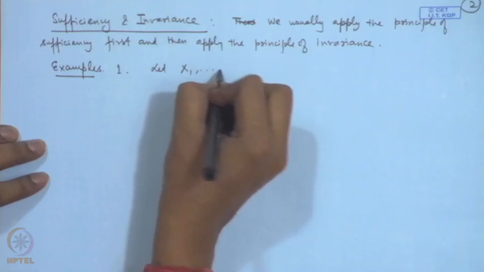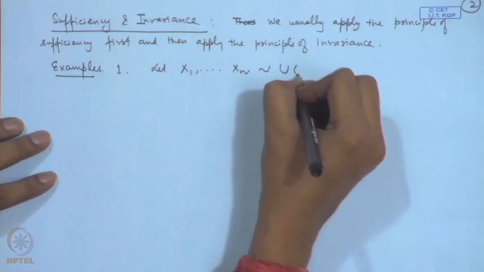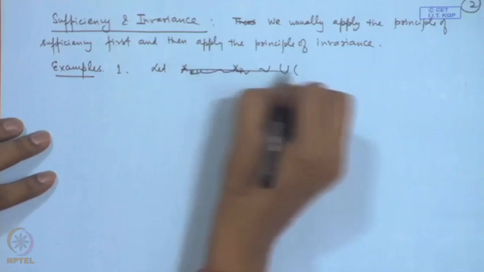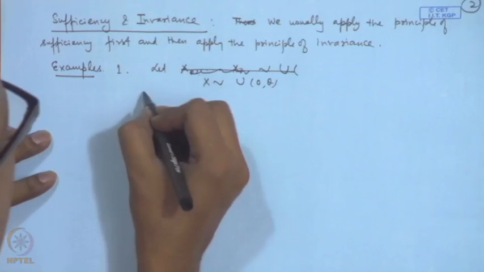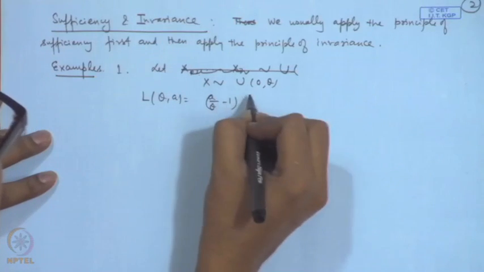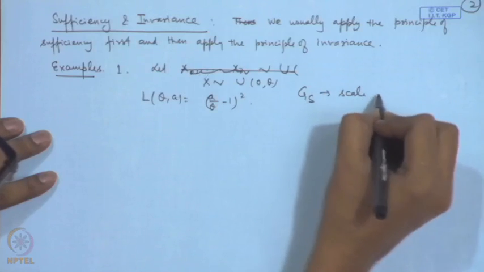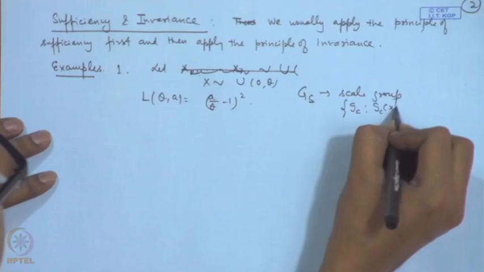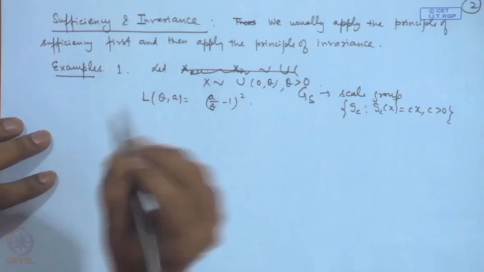Suppose we have... let me firstly consider this x following uniform 0 theta problem which I introduced earlier. We got the form of the group; it was a scale group, that is g_c(x) is equal to cx, where c is positive, here theta is positive.